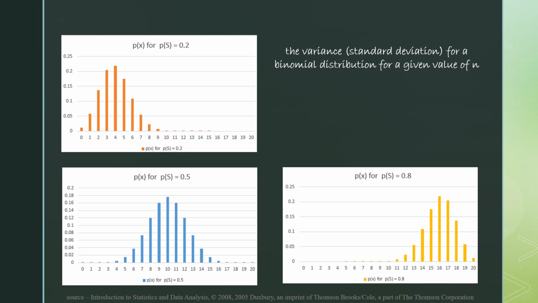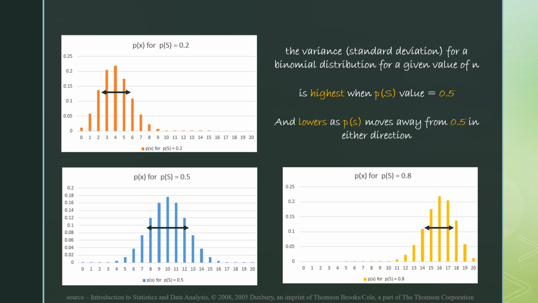The variance or standard deviation for a binomial distribution for a given value of n is highest when probability of s value equals 0.5 and lowers as probability of s moves away from 0.5 in either of the directions.